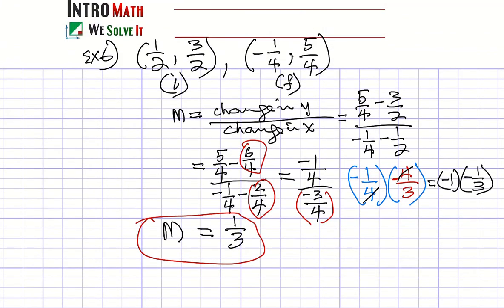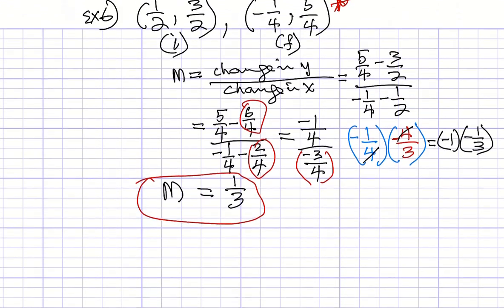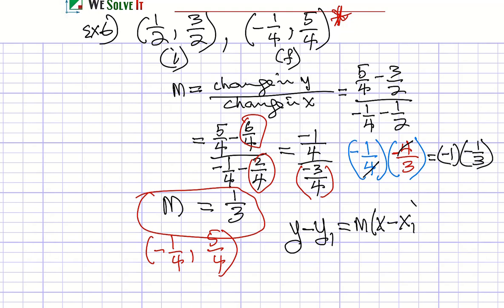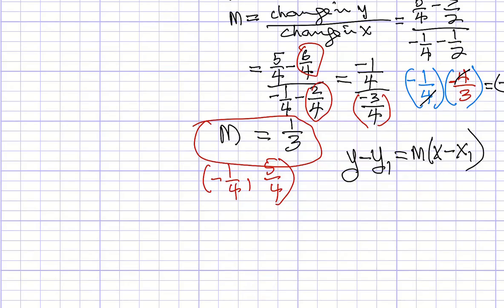Now we use any of those 2 points, right? I'm going to choose to use this point here, the second, the final point. That final point is minus 1 over 4 and 5 over 4. That's what I'm going to use with the slope to finish up the problem. So then the point slope formula is y minus y1 is equal to slope times x minus x1. See that, right?